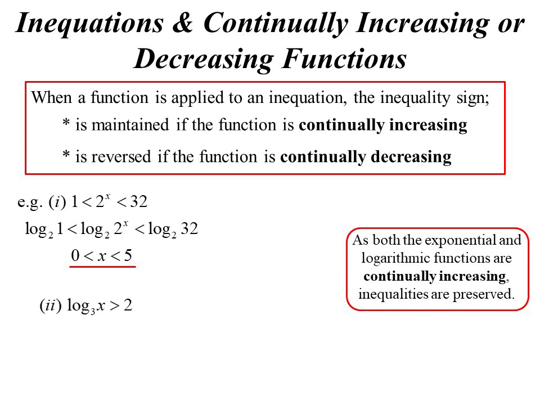Same sort of idea now. If I've got the log of x, base 3, is greater than 2, this time I'm going to apply the exponential function to it. But an exponential is also continually increasing. So I can rewrite that as 3 to the power of log x base 3 is greater than 3 squared, keeping the base the same. 3 to the power of log base 3, exponentials and logs cancel each other out, the bases are the same, so that'll just be x, and on the right hand side 3 squared is 9. That has the solution x is greater than 9.